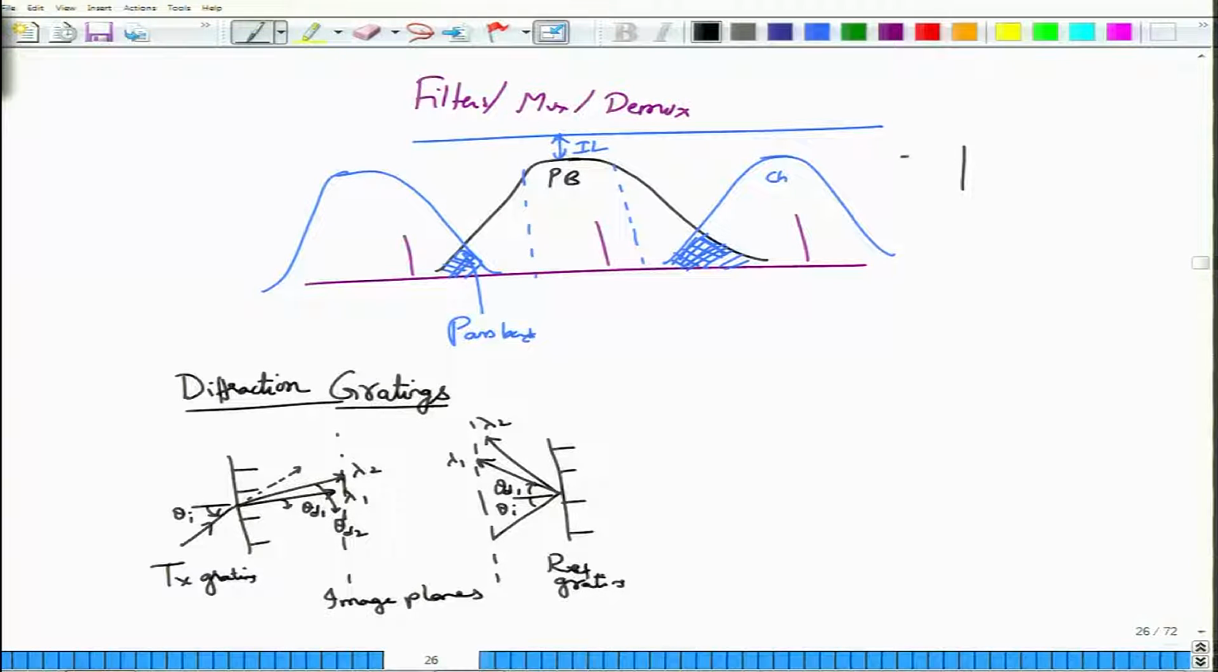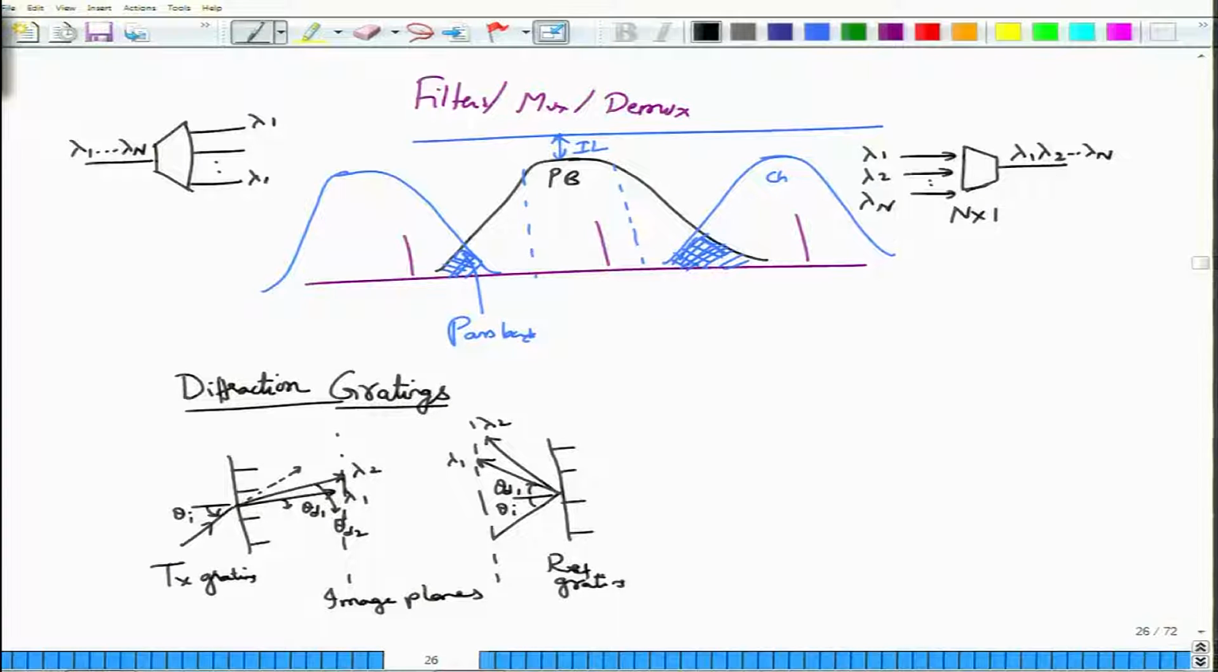Multiplexers are those devices which will take multiple channels of different wavelengths, say lambda 1, lambda 2 and up to lambda n, and then multiplex them onto a single line where all of lambda 1, lambda 2, all the way up to lambda n can pass through. So this is called an n cross 1 multiplexer, and another device, the 1 cross n demultiplexer, will do exactly the opposite. It will take the input line carrying lambda 1 to lambda n and put them out individually onto lambda 1 to lambda n.